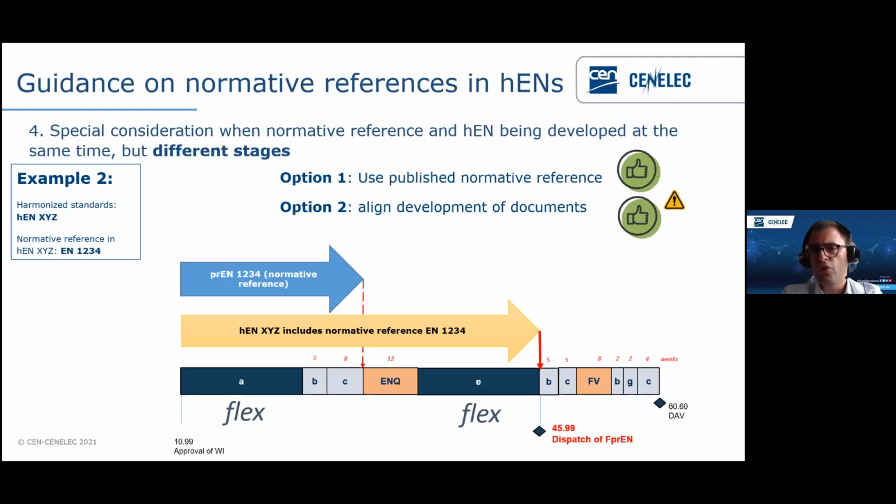Option 1 is to use the published normative reference in the harmonized standard, and this is acceptable. And option 2 is to wait for the normative reference to reach the formal vote stage and then submit both of them at the same time to formal vote. However, pay particular attention to option 2 because this will imply delaying the process, delaying the publication of the harmonized standard. So maybe it is not the most preferable option, but you still have this option on the table if you want to proceed this way.